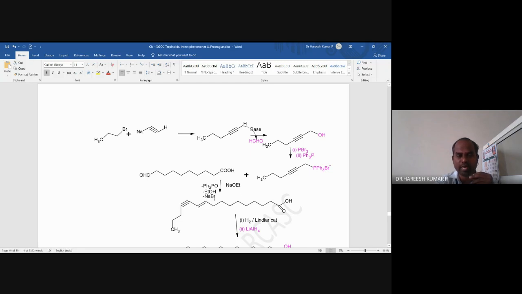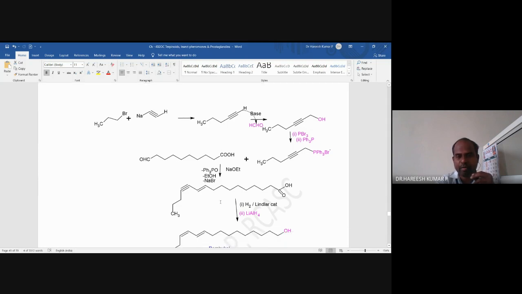Ethanol also goes out as a byproduct. For the sodium ethoxide, this is the base. This base catalyzes this particular reaction, and this reaction is called the Wittig reaction. Wittig reaction means conversion of a carbonyl compound into an alkene. So you know that this is the alkene. This alkene is newly formed, and this alkene is already present here. So this is how a reaction of these two, aldehyde and halide, can give an intermediate, a triple bond containing intermediate.